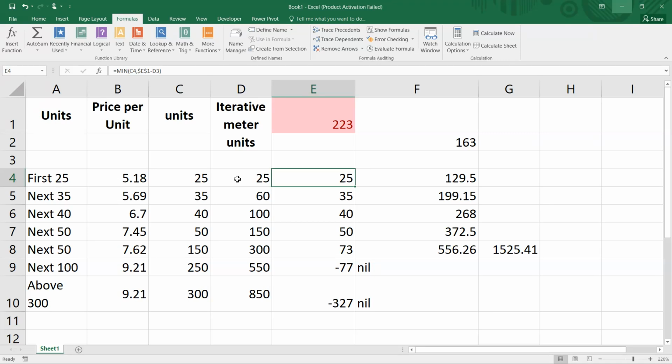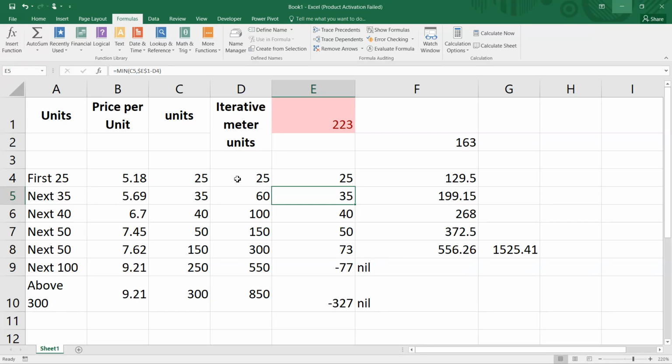The person is paying for the first 25 units. So 25 minus 223. Whatever it is, if it is less than 25 units, that means he needs to pay for the 25 units. Again, this time he won't be paying for the 25 units. E1 minus, 223 minus 25. That won't be the scenario because he has already paid for 25 units.